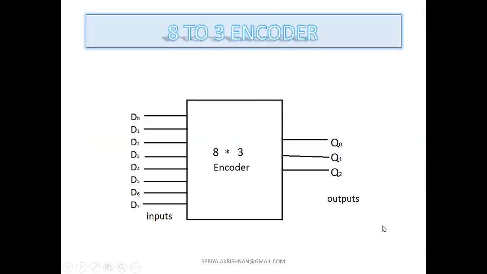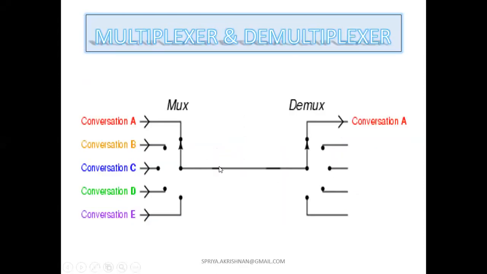So this is an 8 to 3 encoder. You will have 8 inputs and 3 outputs. In the same way you can design for this also. So the next one is mux and demux.